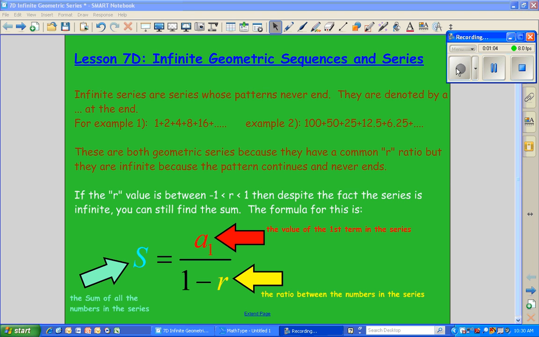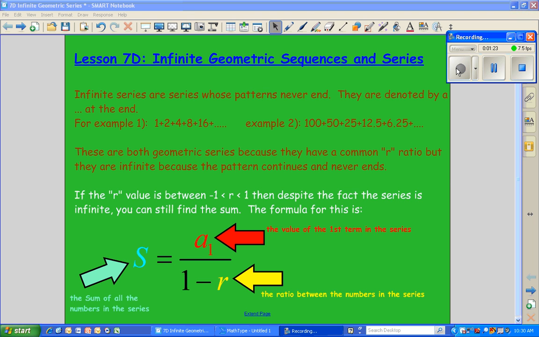And you're thinking, well, if you keep adding numbers, that's going to keep changing the sum. But as long as your R value is between -1 and 1, as you head out to infinity, the amount that you add becomes so small that it's insignificant. And that's why you're able to come up with a sum for that.